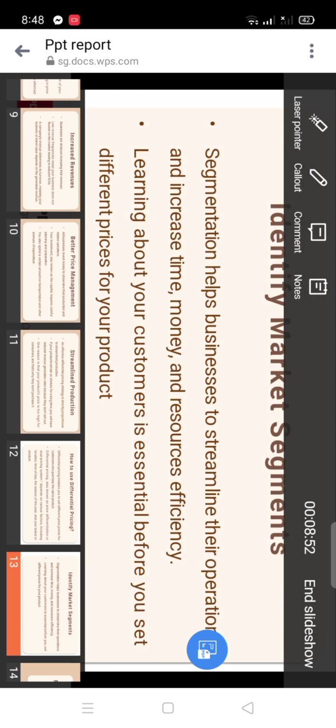Identify market segment. Segmentation helps businesses to streamline their operations and increase time, money, and resource efficiency. Learning about your customer is essential before you set differential prices for your product.